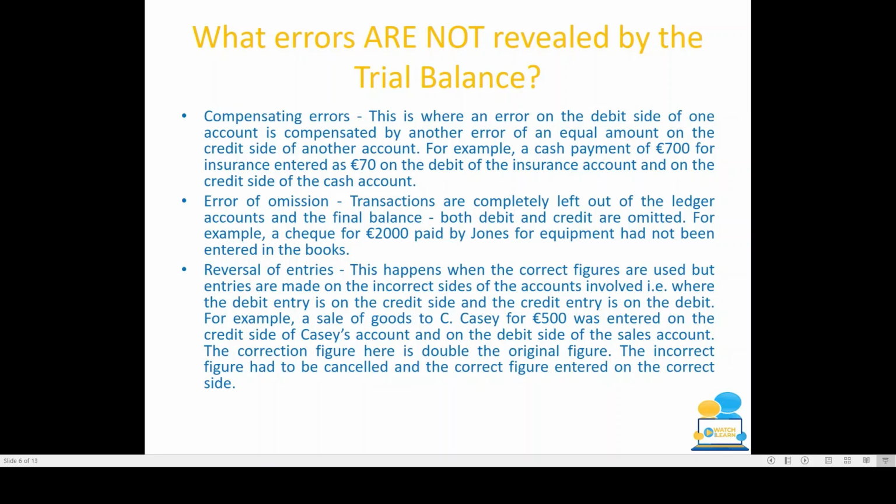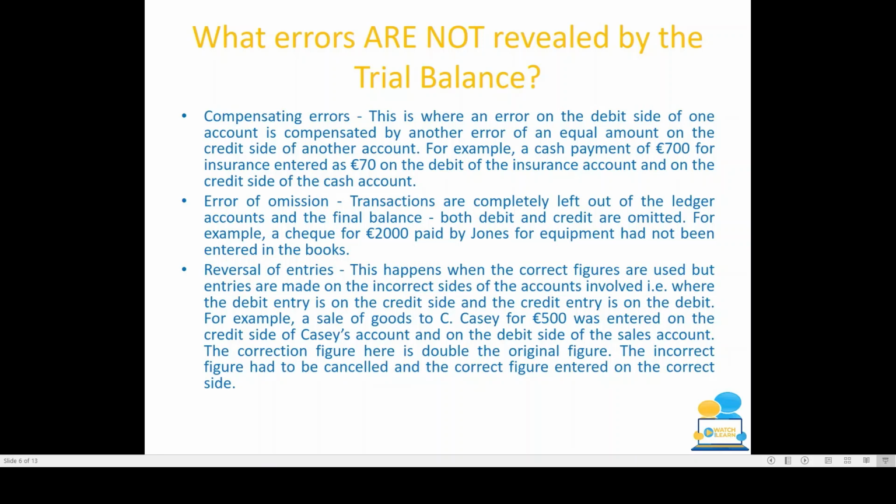Reversal of entries. This happens when the correct figures are used, but entries are made on the incorrect sides of the accounts involved, where the debit entry is on the credit side and the credit entry is on the debit side. It's posted to the wrong side of the accounts. So that means those individual accounts will be incorrect, even though your trial balance will still balance.